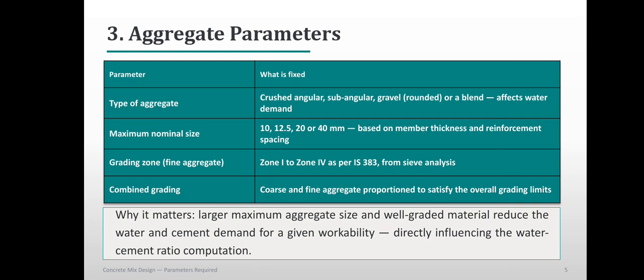So here this table gives the parameters and what is fixed for each parameter. In case of type of aggregate, it may be crushed angular, subangular, gravel, rounded or a blend, which affects water demand. Maximum nominal size may be 10 mm, 12.5 mm, 20 or 40 mm based on member thickness and reinforcement spacing. Grading zone, zone 1 to zone 4 as per IS code from sieve analysis. And combined grading, coarse and fine aggregate proportion to satisfy the overall grading limits.